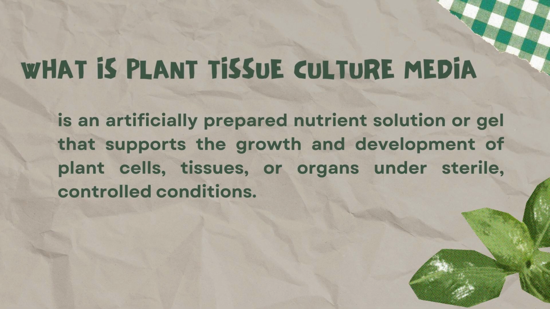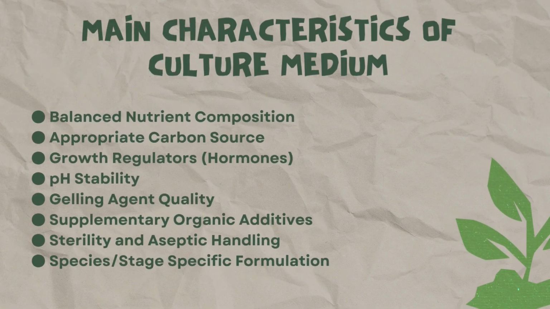Now, what makes a perfect plant tissue culture medium? Well, it's all about getting the right balance. Here are the main characteristics every effective culture medium must have. First, balanced nutrient composition: all the essential macro and micro elements a plant needs. Second is an appropriate carbon source. Classic example is sucrose, acting as a plant energy drink.